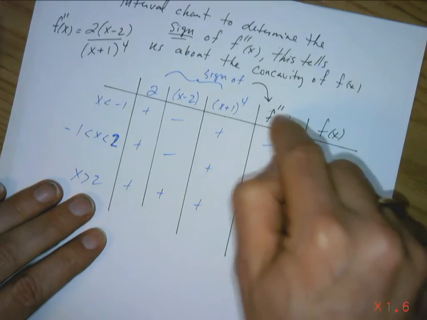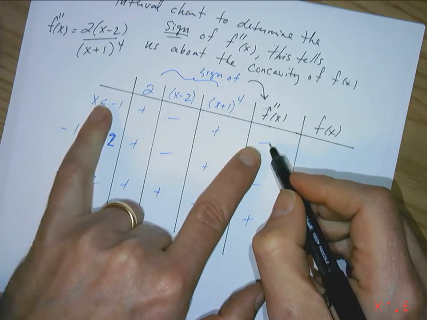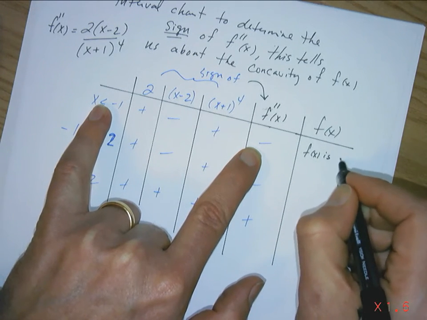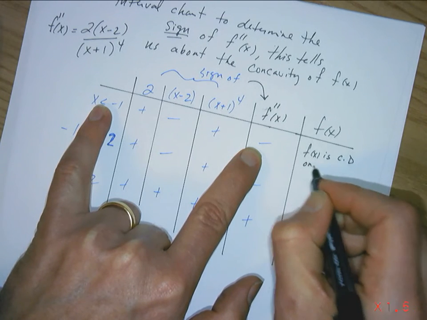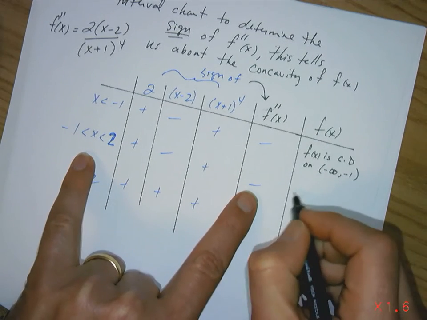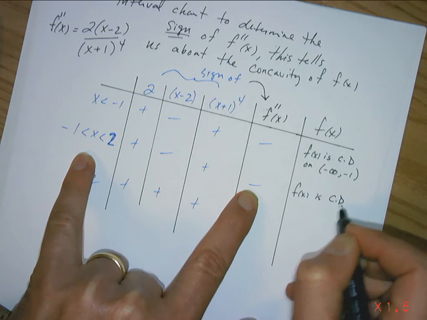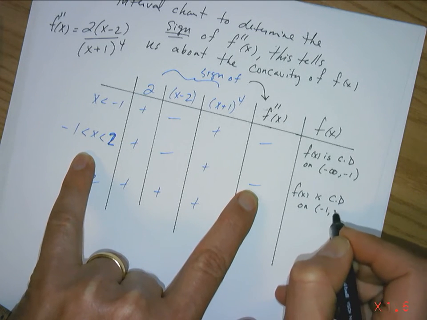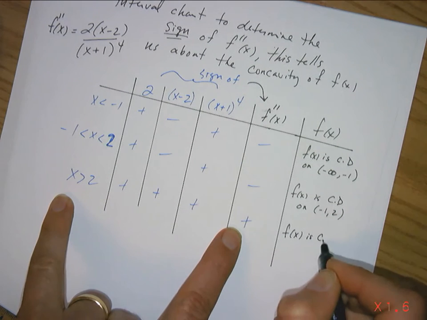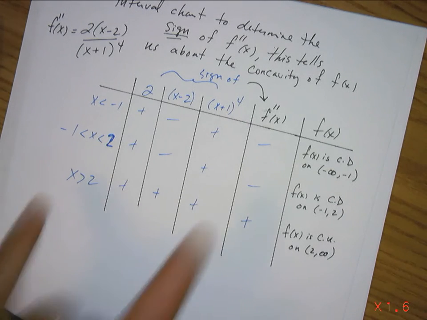That means that the second derivative is negative, less than 0, on this interval. So therefore, f of x is concave down on negative infinity to negative 1. This is going to indicate that f of x is concave down on negative 1 to 2. And this is going to indicate that f of x is concave up on 2 to infinity, forever.